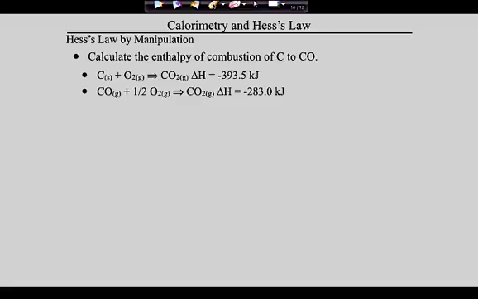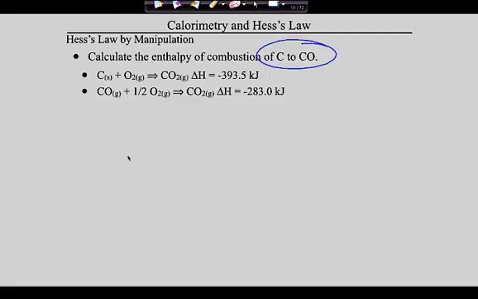Ready? The first thing we need is a target. We need what we call a target reaction. It's what we're solving for. So the question says this. Calculate the enthalpy of combustion of carbon to carbon monoxide. So guys, what does that reaction look like? Let's write it down together. What does that reaction look like, carbon going to carbon monoxide? If you've written this down, skip down 3 lines and write this down with me.